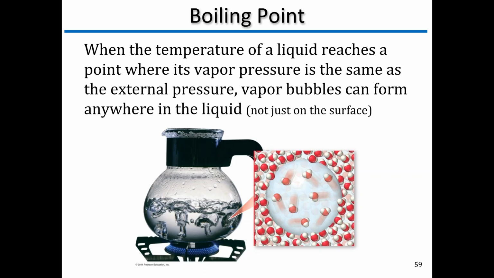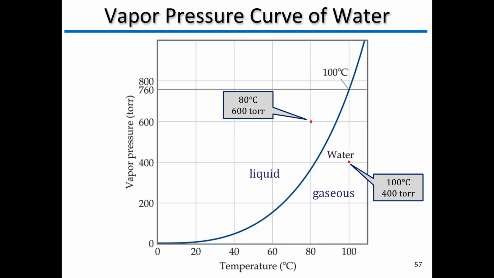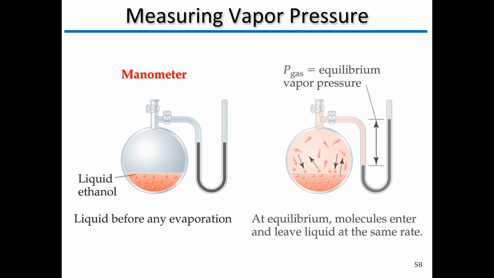So a couple of terms here. Boiling point, we know, is when the temperature of a liquid reaches a point where its vapor pressure is the same as the external pressure. Vapor bubbles can form anywhere in the liquid, not just at the surface. This is why, if we go back to our phase diagram, our vapor pressure curve, I was saying that the force being exerted outward by the liquid is equal to the force being pushed back on the liquid, based on this definition.